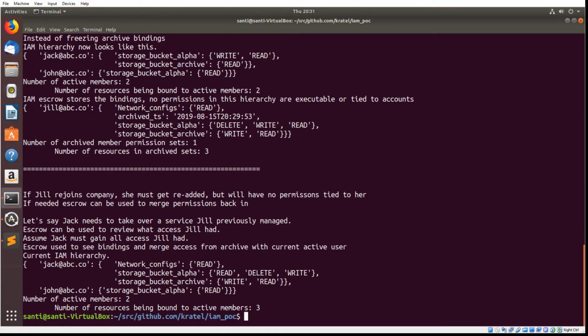So now let's say Jill rejoins the company. She must get re-added, but will have no permissions tied to her. If needed, we can look at the escrow to see what permissions she had and give back permissions based on that. But for the sake of this use case, let's say something happens and Jack needs to take over a service that Jill previously managed. So now the escrow can be used to review what access Jill had, and we assume Jack must gain all access that Jill had. So then we can merge in the permissions that Jill had at that time when we took the snapshot and provision Jack with those permissions so that he can complete the task.